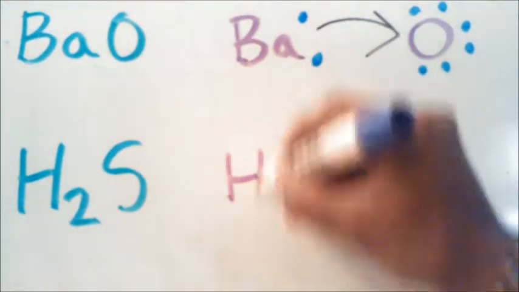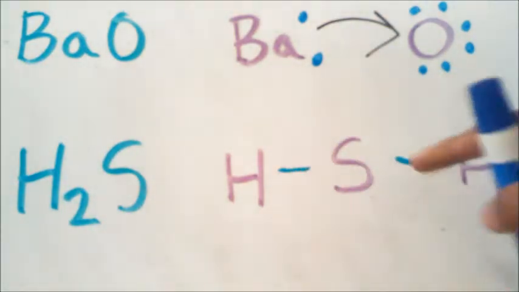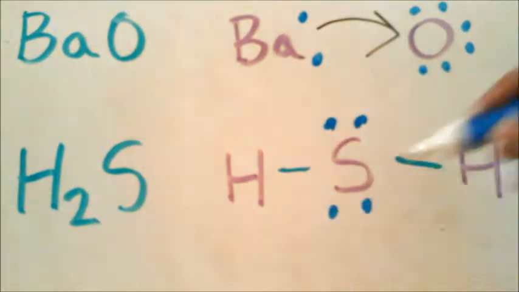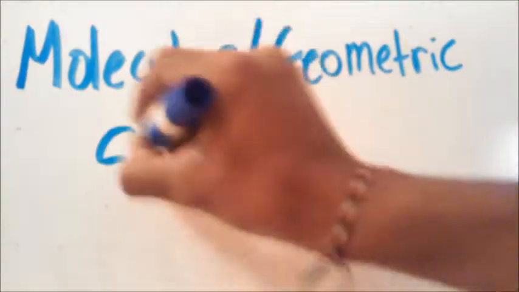In this covalent problem, we add 4 electrons to sulfur in the Lewis dot structure, so sulfur can complete its shell. Finally, let's talk about molecular and geometric structures.